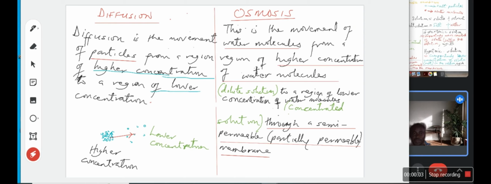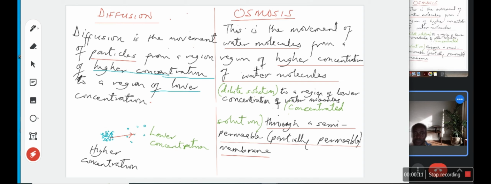Let's look at the definition again. Go back to page 5. You said osmosis is the movement of water molecules from a region of higher concentration of water molecules to a region of lower concentration of water molecules. In other words, from where you have more water molecules to where you have less water molecules.